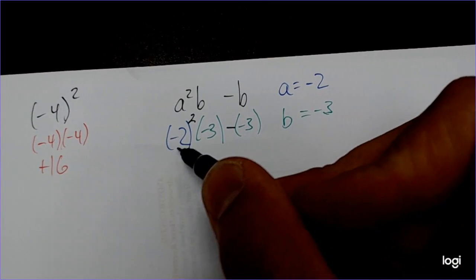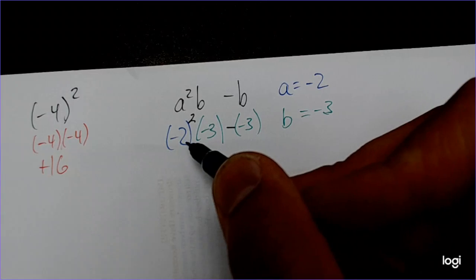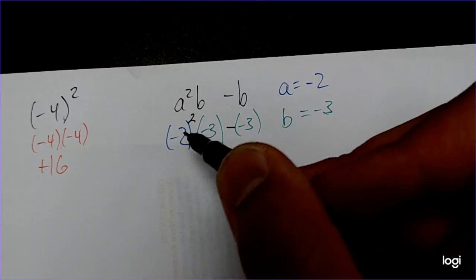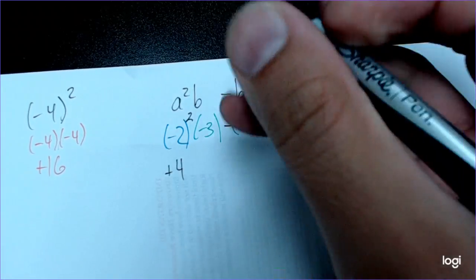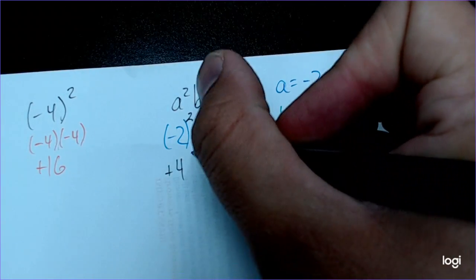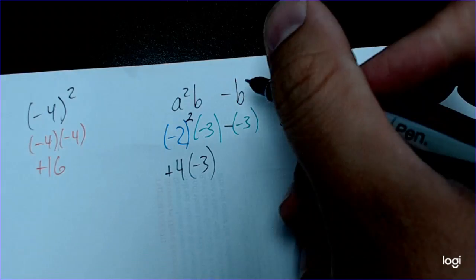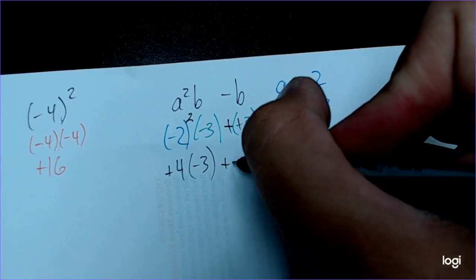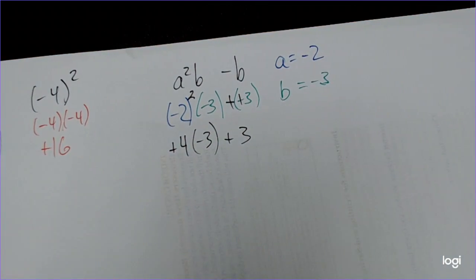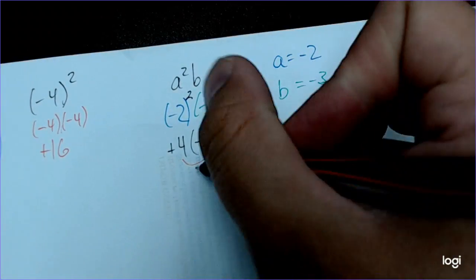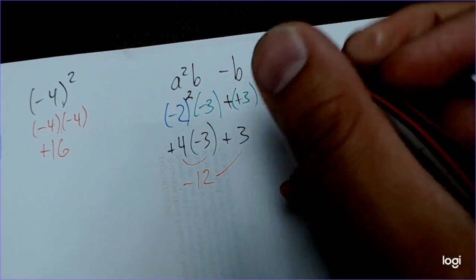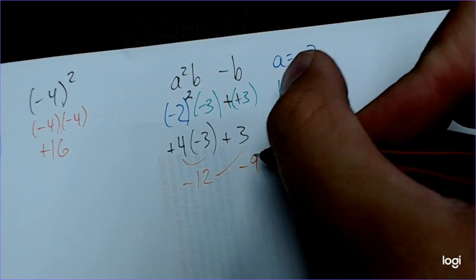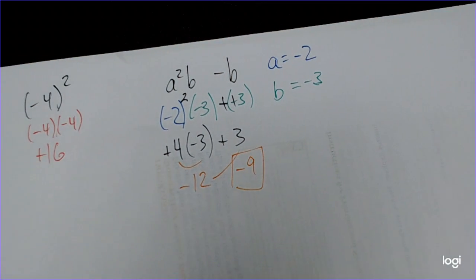So up here, first I see negative 2 squared. The negative is inside the parentheses, so this becomes negative 2 times negative 2, which gives me positive 4. Now I've got positive 4 times negative 3, and then, ooh, these both become plus positive 3. Next I have to do 4 times negative 3. 4 times negative 3 gives me negative 12. And then negative 12 plus positive 3 gives me negative 9. And my final answer is negative 9.